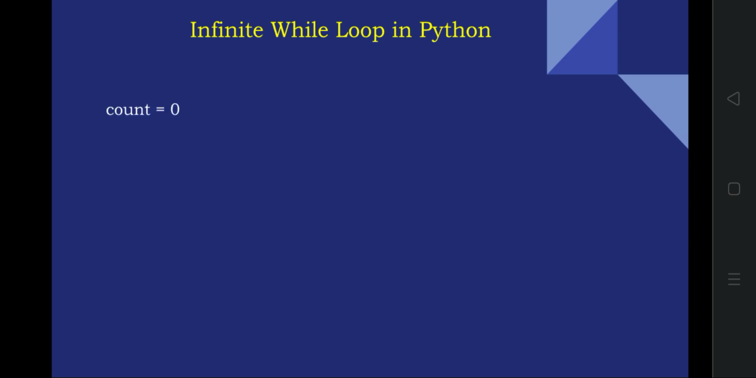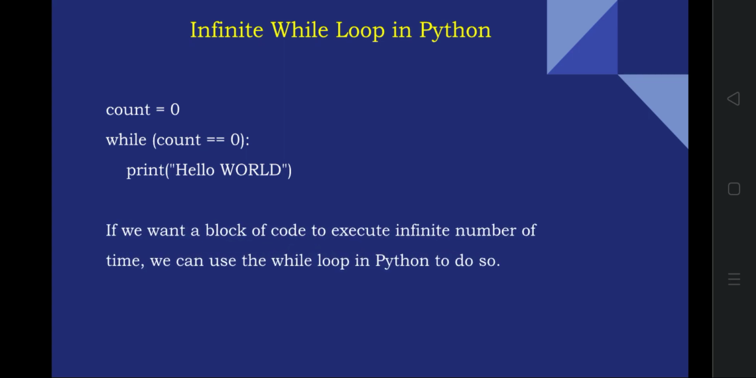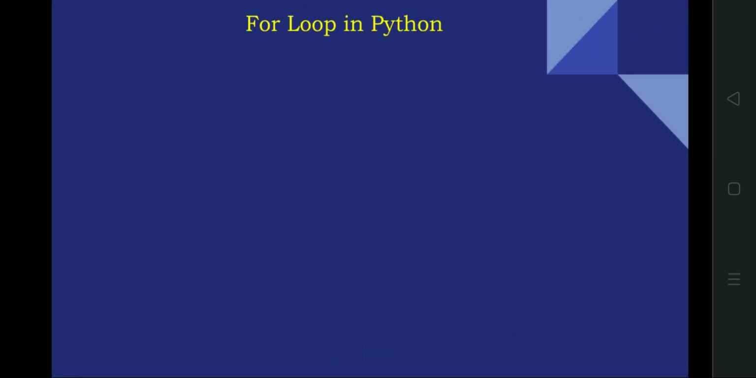There is another loop in Python called the infinite while loop. This while loop repeats forever. Suppose we want to stop the loop, we have to come out of the loop. So count is equal to 0, while count is equal to 0, print hello world. That means count is equal to 0 is always true, so the print hello world is always repeated. Suppose we want to come out of the loop, we have to use some condition. If we want the block of code to execute an infinite number of times, we can use the while loop in Python to do so. That is the purpose of the infinite while loop in Python.